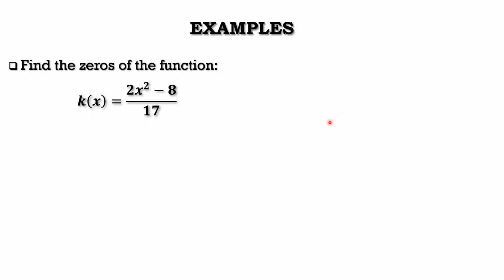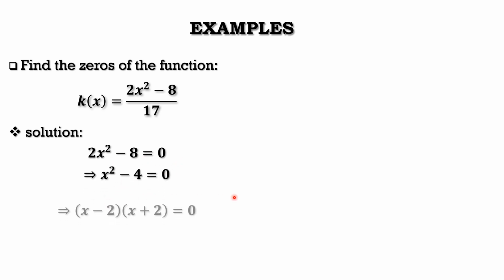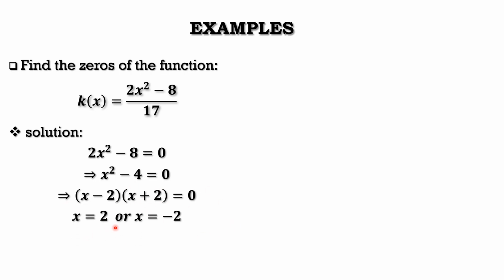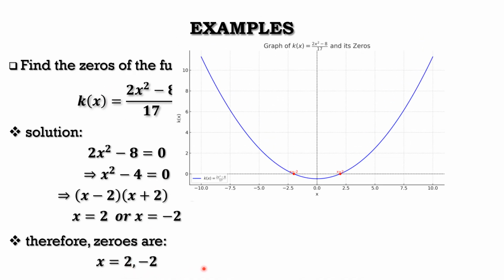Now, let's move to another example, in which we are supposed to find the zeros of the function k of x equal to 2x squared minus 8 divided by 17. The same principle applies: just equate the numerator to 0, then x squared minus 4 is equal to 0. So we are going to have x minus 2 and x plus 2 equal to 0. These two factors give x equal to 2 or x equal to minus 2. So therefore, the zeros of this function k of x are x equal to 2 and minus 2.